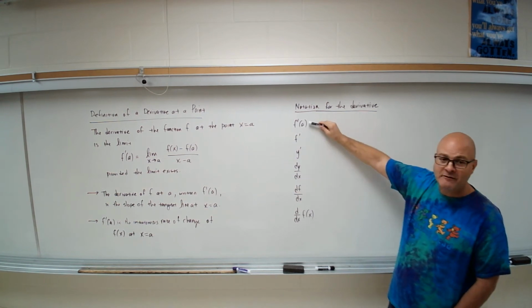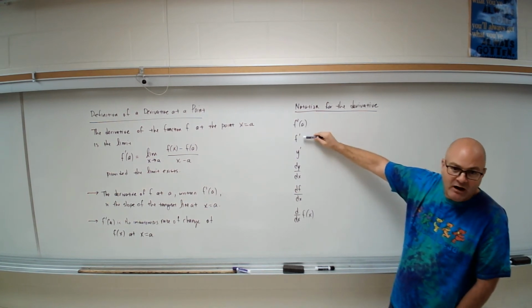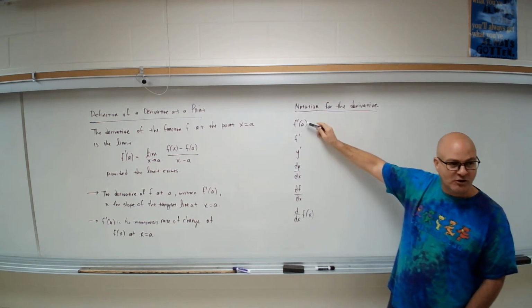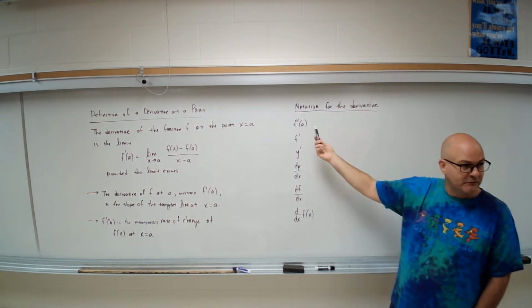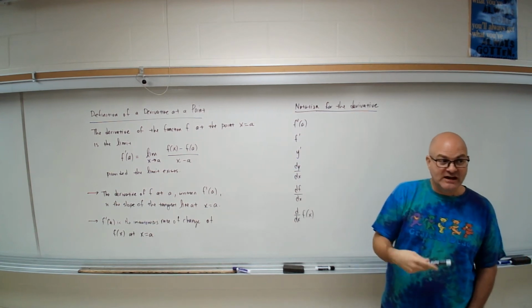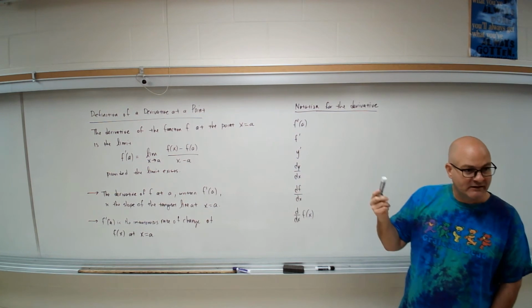This is f prime of a. This is just f prime, right? Or this could be x, whatever input. This is y prime. That's all prime notation. It means the first derivative. If you have two of them, it will mean the second derivative. You could just repeat and keep going.